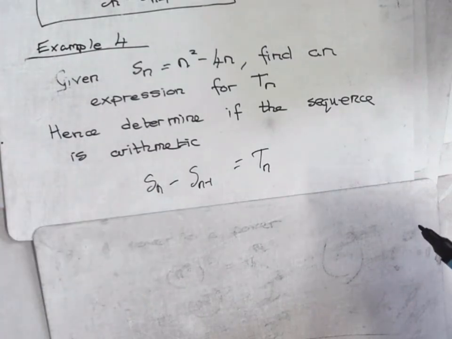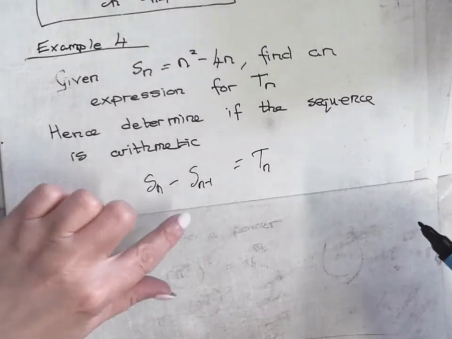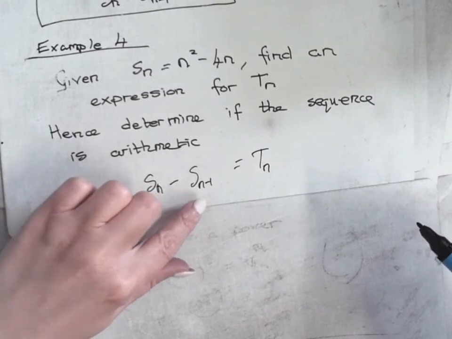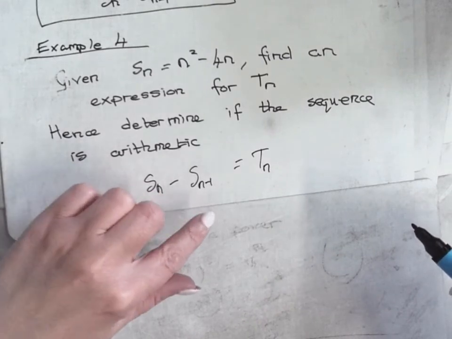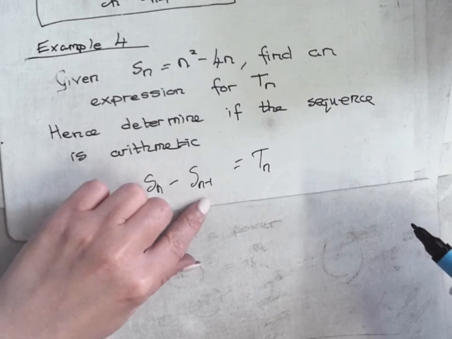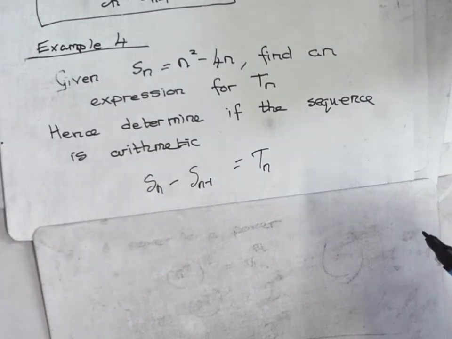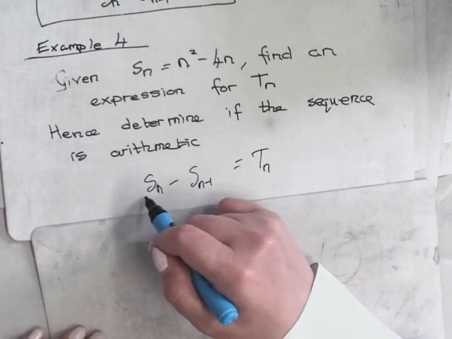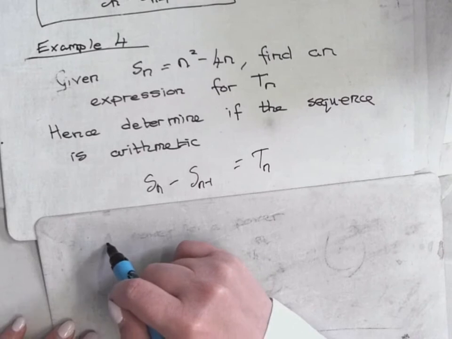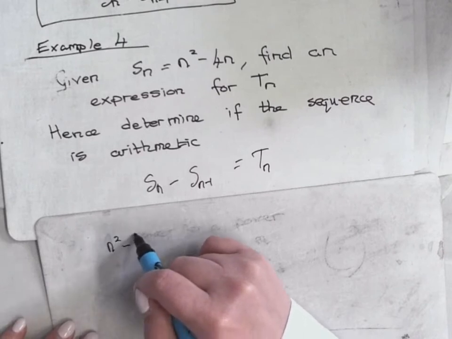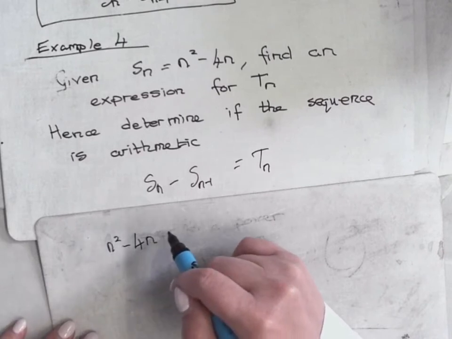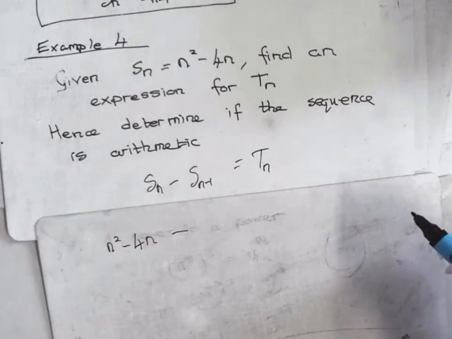Everywhere I see an n, put in an n minus 1, right? Okay, as in, if I asked you to get S5, you'd put in a 5 for n, wouldn't you? If I asked you to get S7, you'd put in a 7 for n. So if I asked you to get S of n minus 1, you put in an n minus 1 for n. Is that right? Okay, so I have an expression for Sn. It's n squared minus 4n. Agreed? Now I want to take away S of n minus 1.